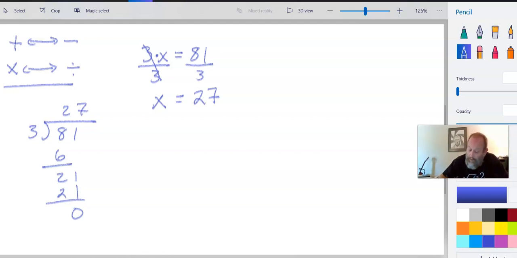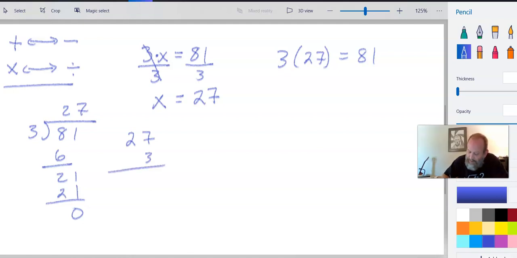And when I'm checking this, that means that 3 times 27 has to be 81, right? Because you can always rewrite a division as a multiplication, or multiplication as a division, or what have you. Here, we just want to check. Basically, if 81 divided by 3 is 27, then 27 times 3 should be 81. And we can check that real quick, too.